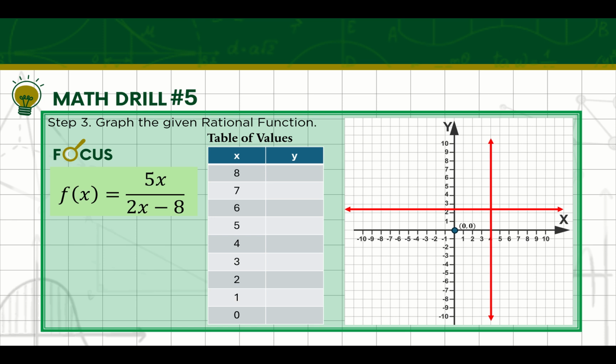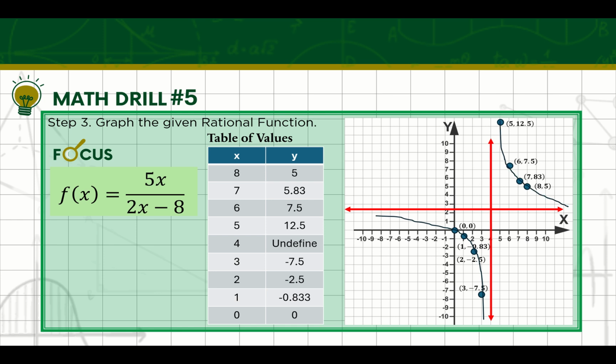Evaluating all those values of x from 0 up to 8 gives us the following. We know that if x is equal to 4, that would make it undefined. After plotting the points, what we're going to do is connect those points for us to create the graph. So this will be the graph of the function 5x all over 2x minus 8.